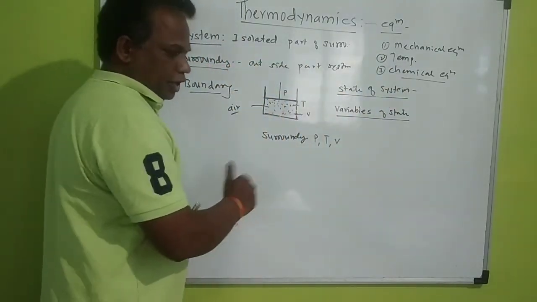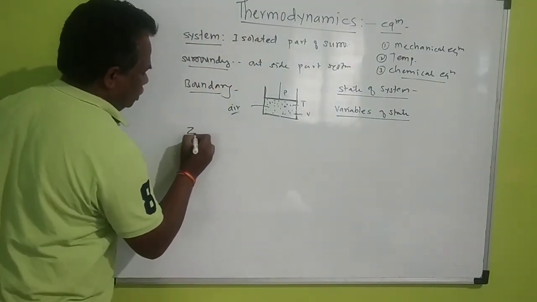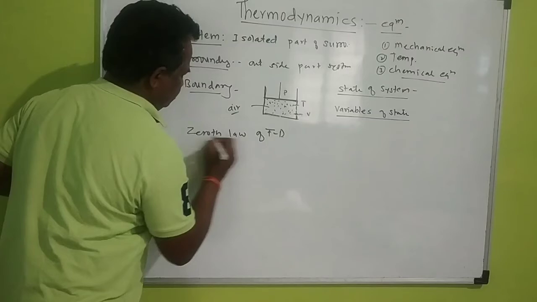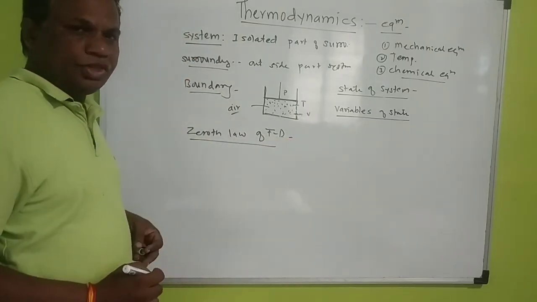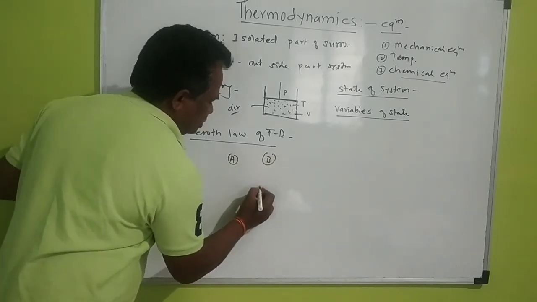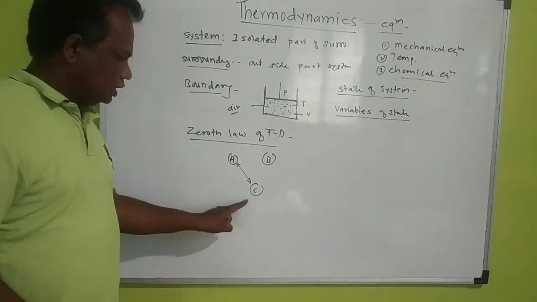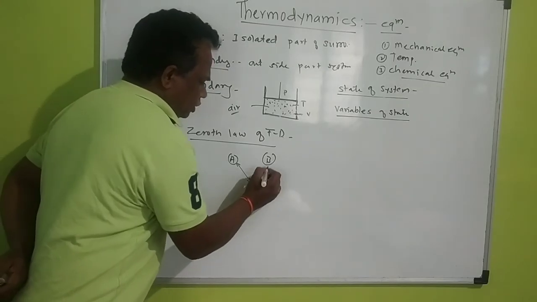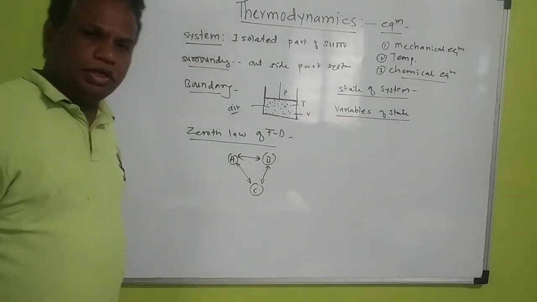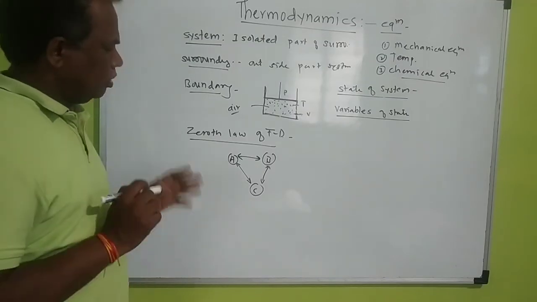Okay, then we are going to see the next point, the zeroth law of thermodynamics. So what is the zeroth law of thermodynamics? If we consider three systems, A, B and C, and A is in thermal equilibrium with C, and B is also in thermal equilibrium with C, then automatically A and B are in thermal equilibrium with each other. This is known as the zeroth law of thermodynamics.